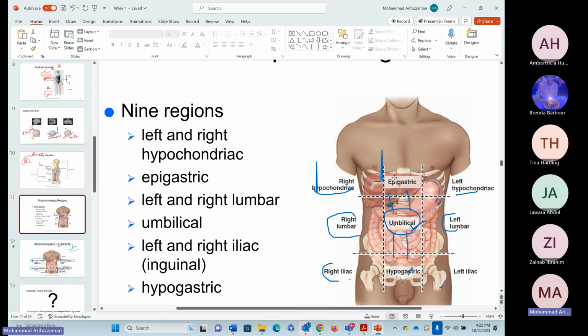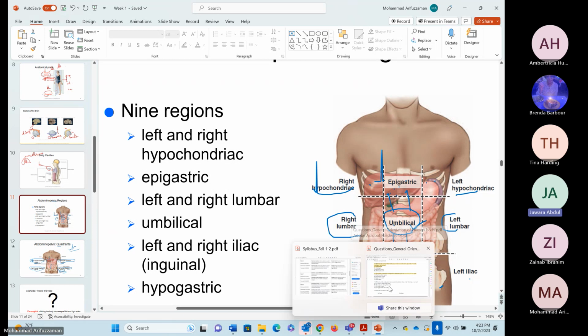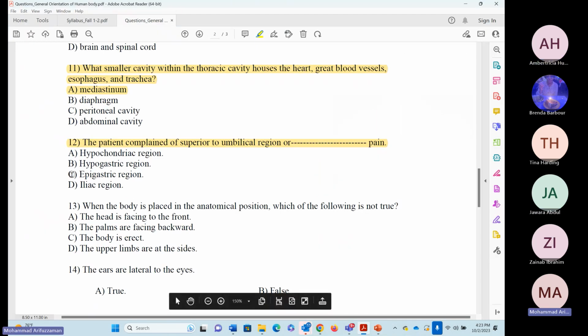Superior to the umbilical is epigastric. Epi means above, and hypo means below. So above the umbilical is epigastric. If you cannot find the correct answer, try to use the prefix. Epi means above, and superior means above, while hypo is below. So the correct answer will be epigastric.